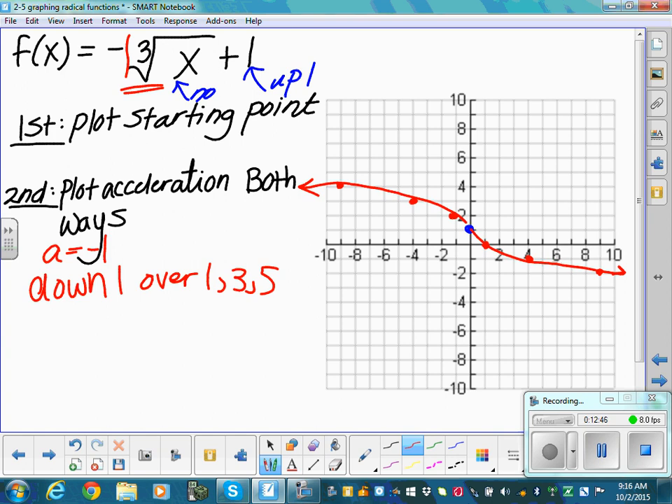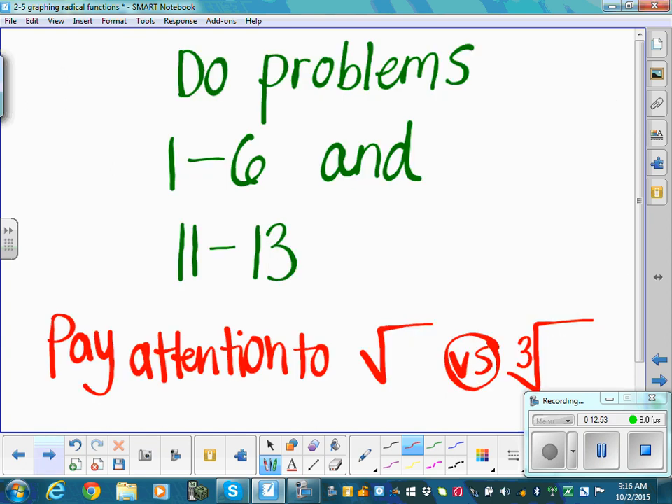Okay, are you all comfortable with square roots, cube roots? Not really hard. You do have to kind of memorize how to do it. Okay, awesome. Practice problems 1 through 6 and 11 through 13. Pay attention to square root versus cube root. I'll check them for you. We'll move on.